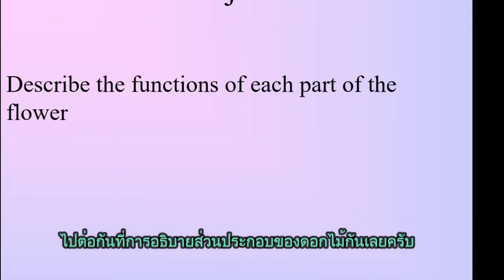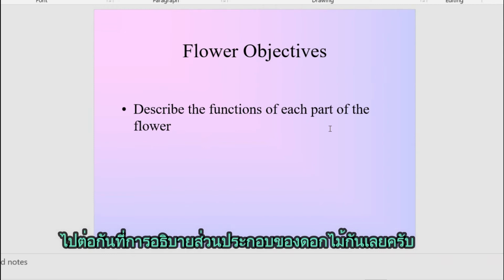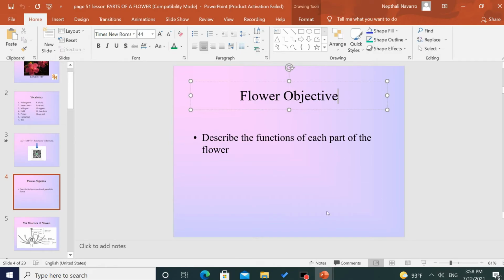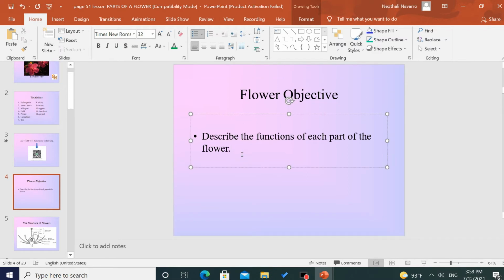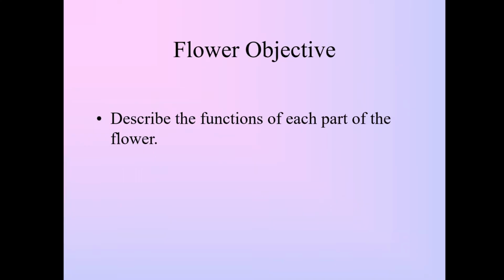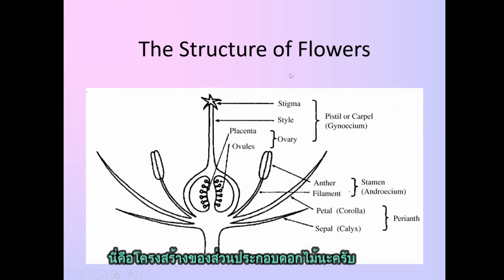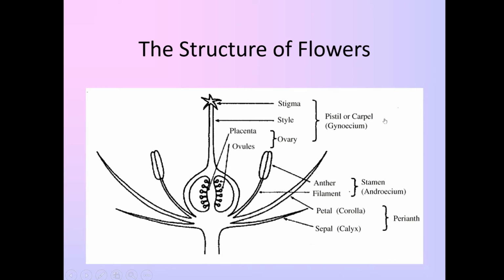Okay, the objective of this topic is to describe the function of each part of the flower. Let's now discuss. So this is the structure of flowers. As you can see, this is the structure of a flower.